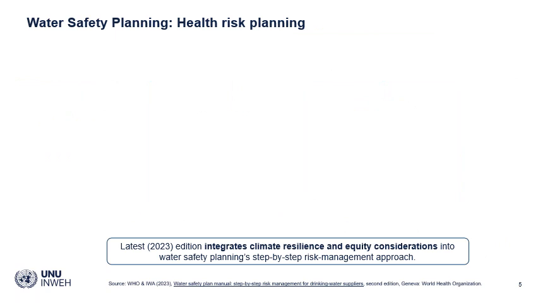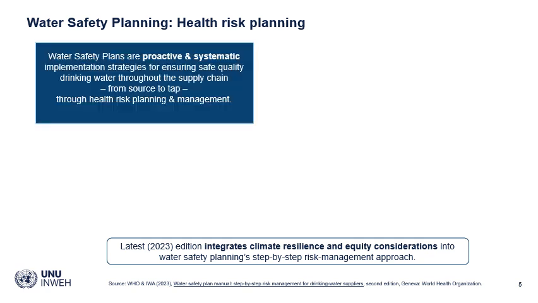Since 2004, the WHO has published guidelines to prevent drinking water-related health risks through adequate water safety planning. Water safety plans are proactive and systematic implementation strategies for ensuring safe quality drinking water throughout the supply chain, from source to tap or from catchment to consumer, through health risk planning and management.